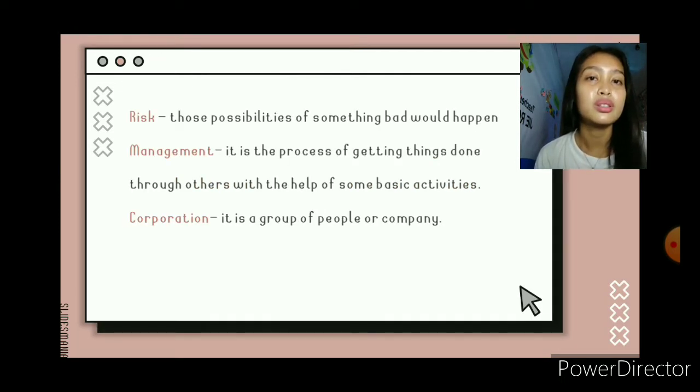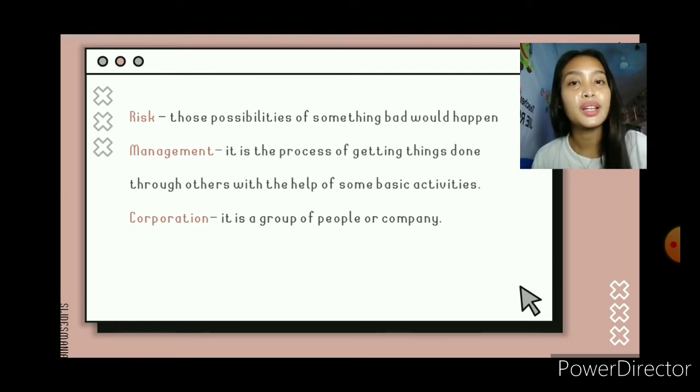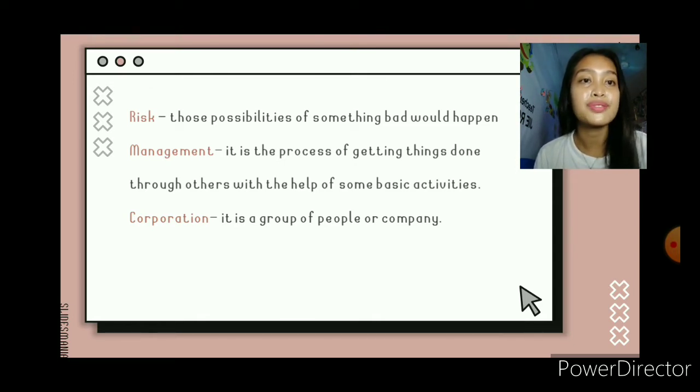So let us first discuss each: the risk, the management, and the corporation. So risk, those are possibilities that something bad would happen. The management, it is the process of getting things done through others with the help of some basic activities. And lastly is the corporation. It is a group of people or company.